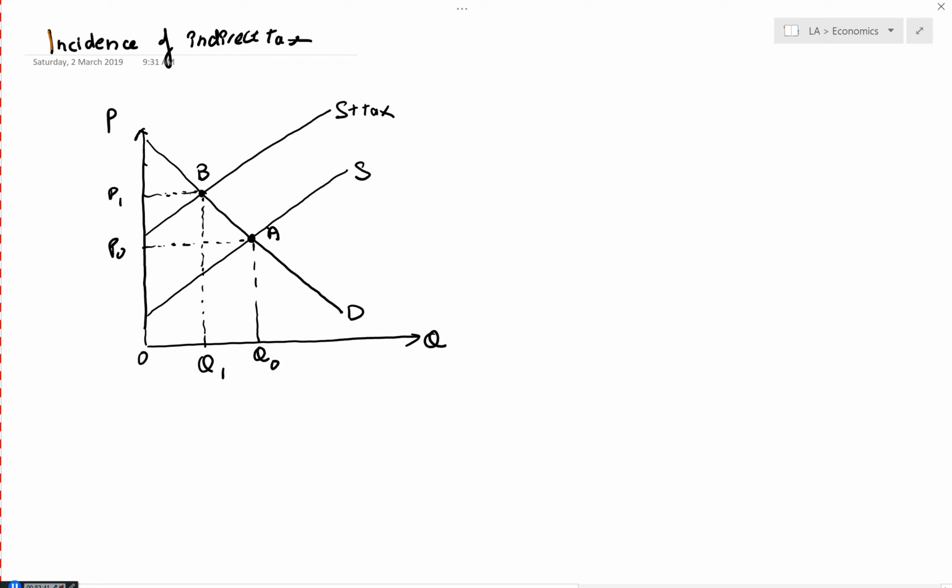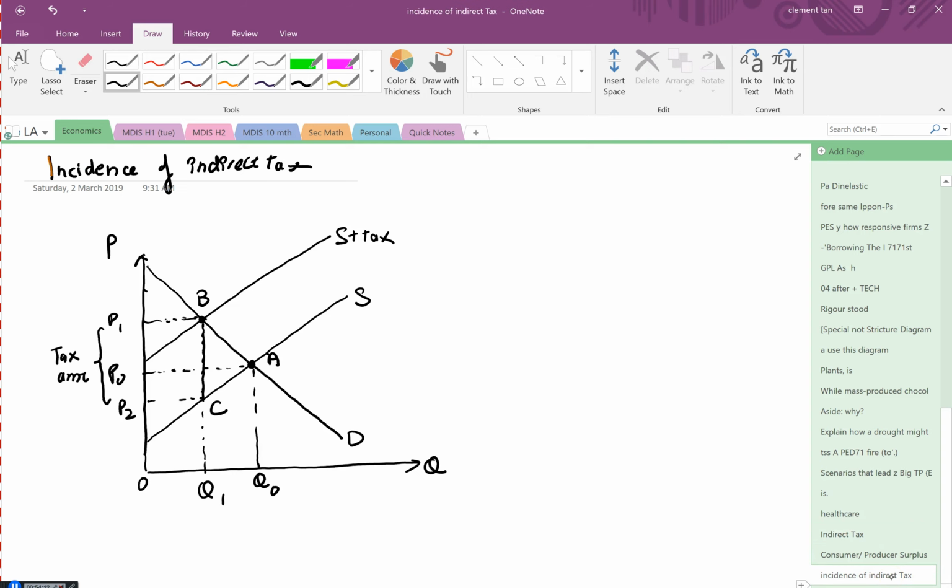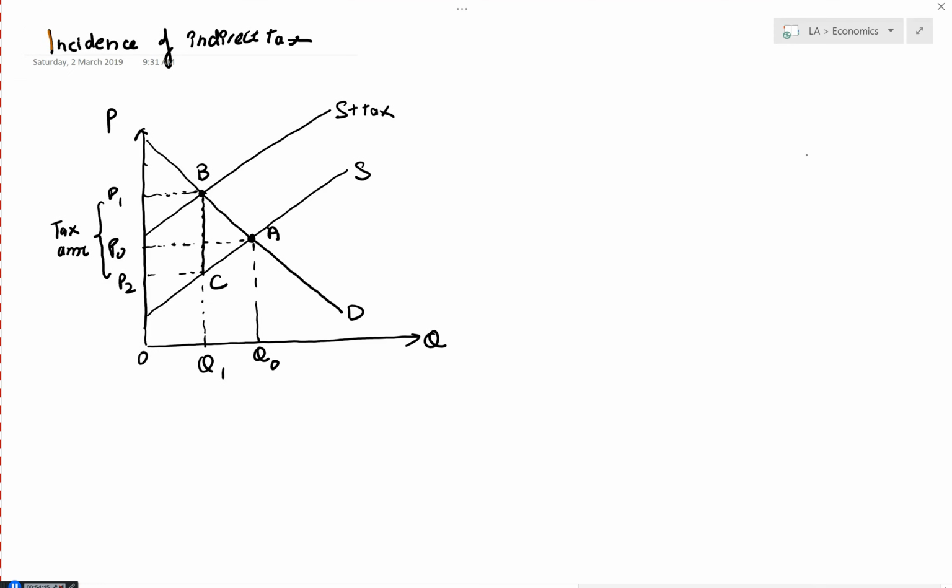Okay. Now, but where is the amount of tax? A lot of students think that tax amount is P1, P0. It's not. It's the vertical shift, remember? So this is the tax amount. Remember? I show you at the first, can you see? It's the vertical shift. So always remember, it's the vertical amount that is the tax.